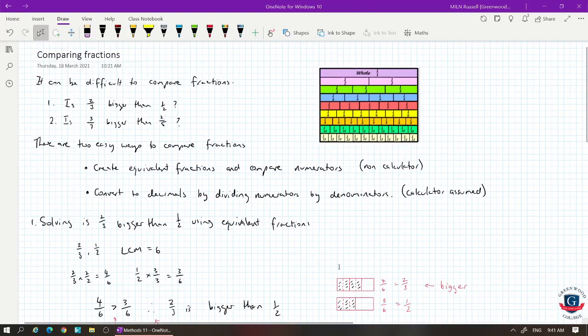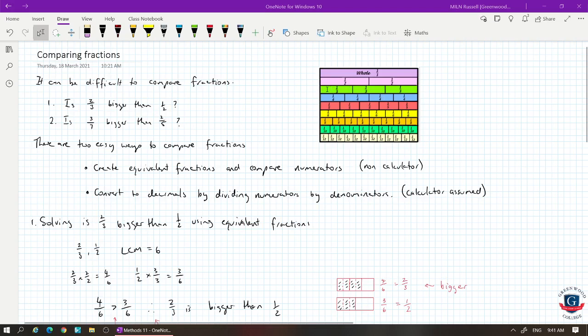Hi everybody. We're going to have a quick look at comparing fractions, and sometimes it's difficult to tell which fraction is bigger. A fraction wall is often a good help when we start out. So if we're wanting to know is 2/3 bigger than a half, we can use an area model. If we look at 2/3, here's a third, here's another third, that would be this big. And if we look at a half, it's this big. Obviously the 2/3 is bigger than the half.